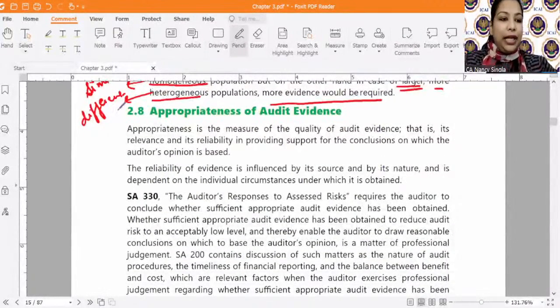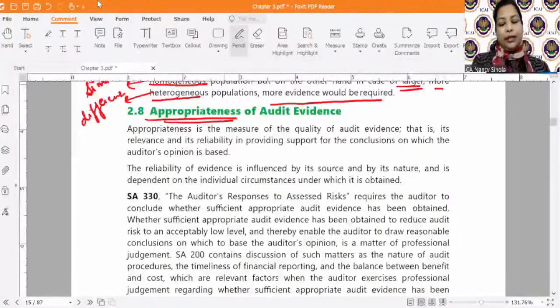Now, appropriateness. Quickly, I'm waiting for your replies. Tell me, what do you understand by being appropriate? Appropriateness. Quickly, I am waiting for your replies. What do you understand by being appropriate? Audit evidence being appropriate.